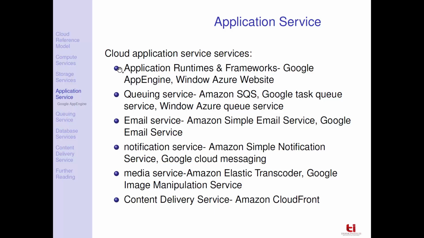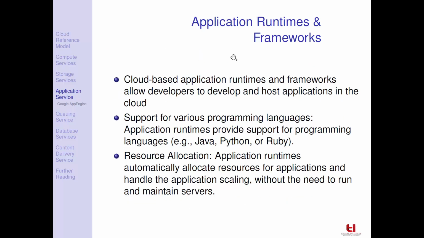So let us look at what application runtime frameworks are, and then we will look in detail into what Google App Engine is. Application runtimes and frameworks. So cloud-based application runtimes and frameworks allow the developers to develop and host applications in cloud. So they provide all the necessary platform and the developing tools to the user to develop and host the application in the cloud so that it can be made accessible to all the users around the globe.